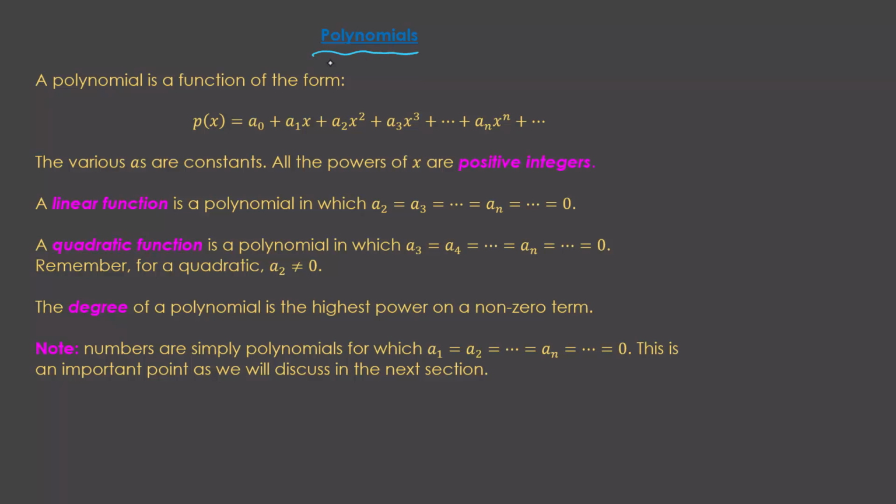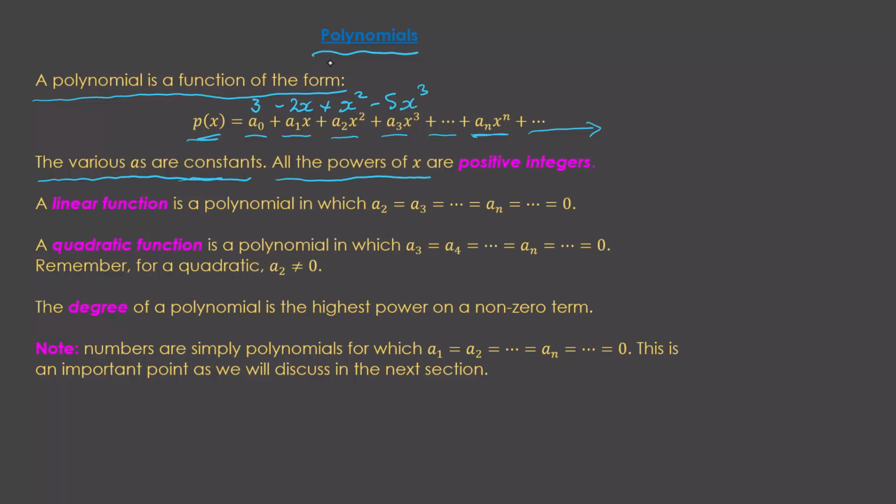Polynomials. A polynomial is a function of the form p of x is a0 plus a1x plus a2x squared plus a3x cubed and so on. The general term is a(n)x to the n, but they potentially continue on forever. The various a's that you can see here are constants. So this might be 3, and this one might be -2, and the next one might be 1, and the next one might be -5, or something like that.